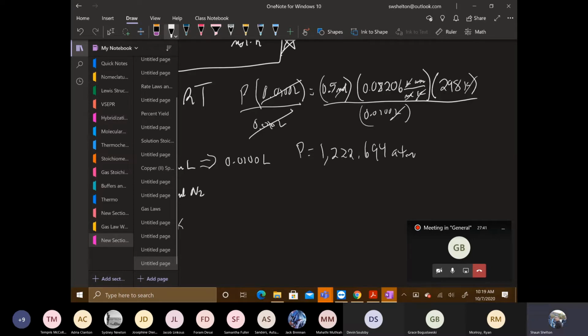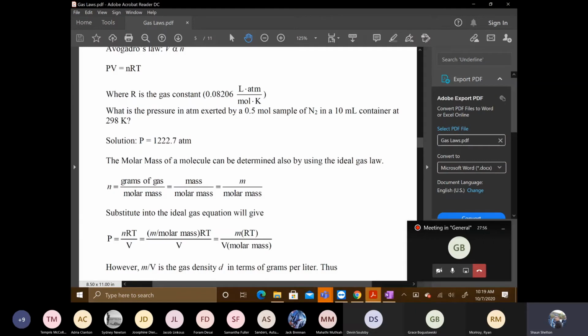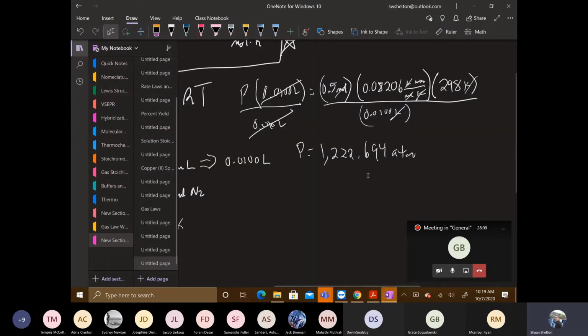So that's a short example of how to use the ideal gas law. The other thing you have to look at here is significant figures. Looking back at the problem on the handout, half a mole is 1 sig fig, 10 is 1 sig fig, and temperature is 3, so basically our answer needs to be one significant figure.